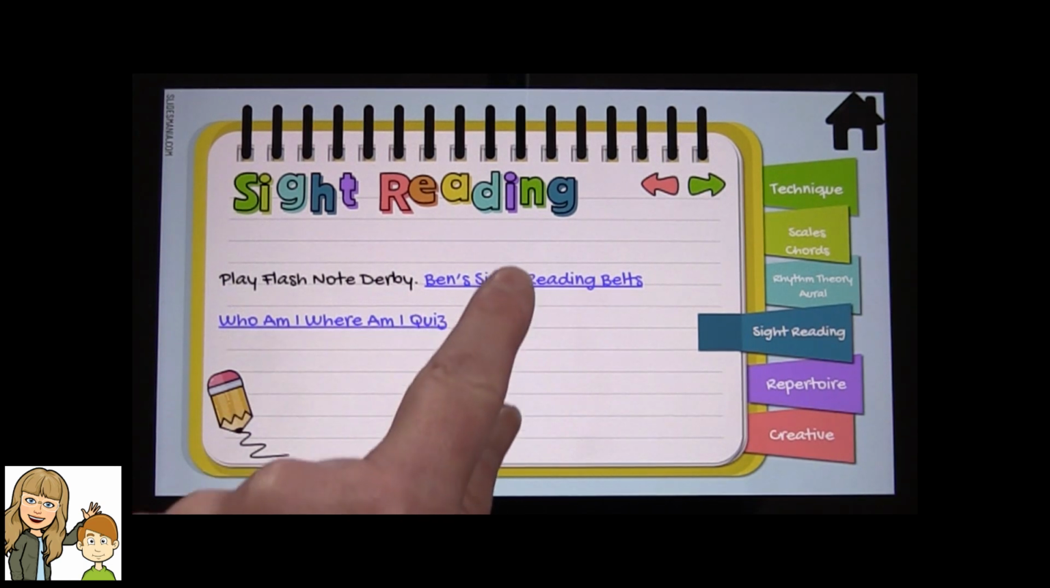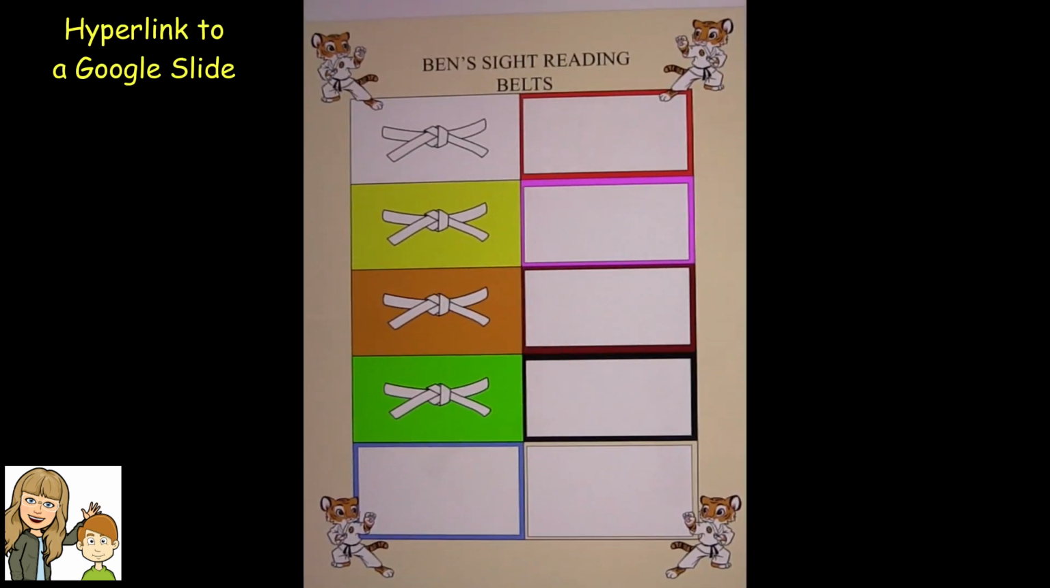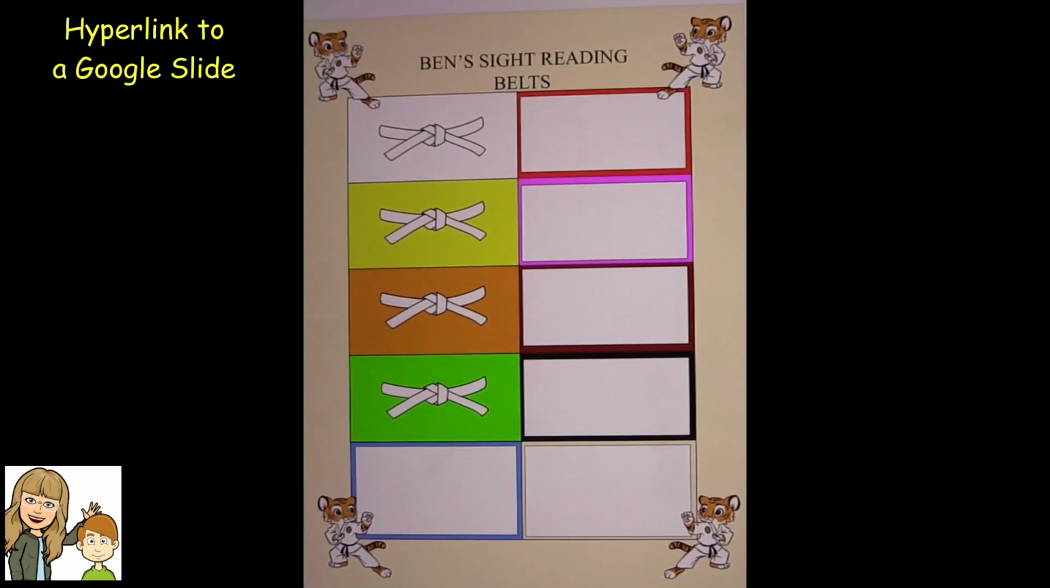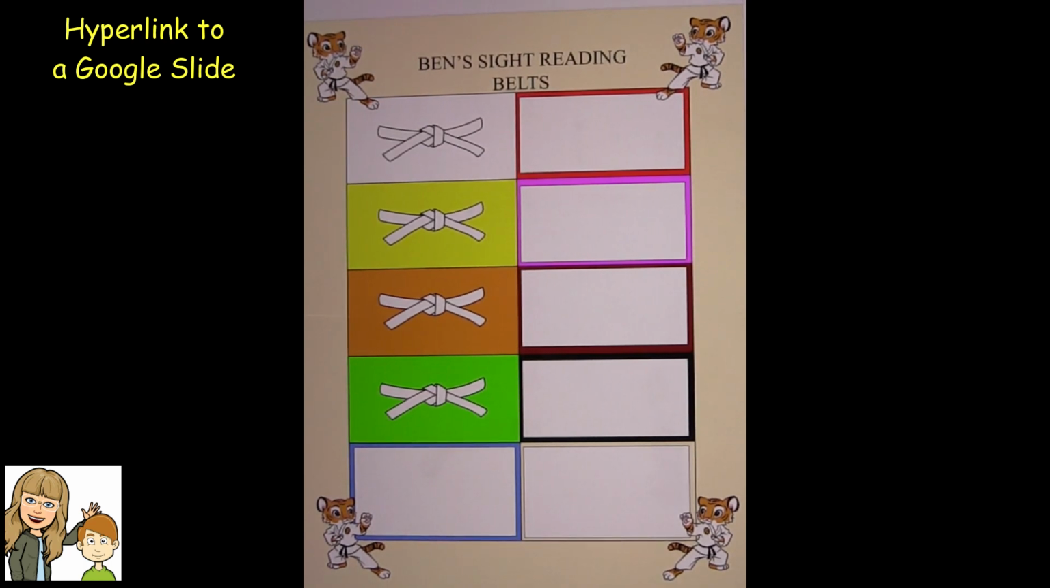It's time for some sight reading. Let's have a look where you're up to with your sight reading belts. Oh, you've collected 4 already. That's a wonderful effort. We're up to the blue one now. Let's put the blue notes into our Flashnote Derby app and have a little practice and then see if today is going to be the day that you get your blue belt.